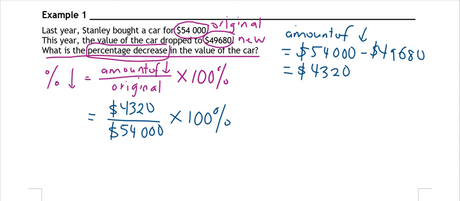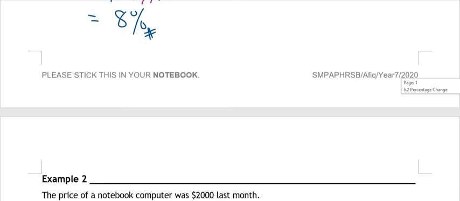Now over here, you just have to simplify, cancelling the zeros in pairs. And in the end, you have 432 divided by 54. If you use a calculator, you can get 8%. So here, you can say that Stanley's car has decreased in value by 8%, right? So that's the first example.